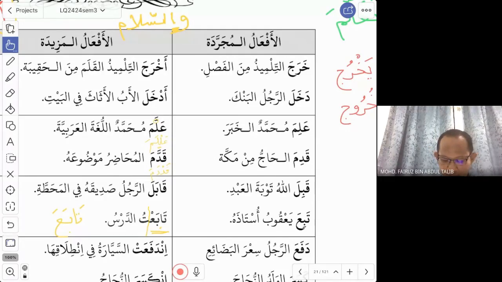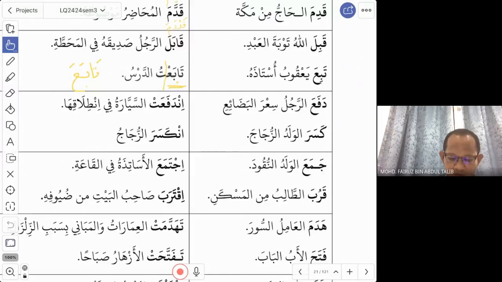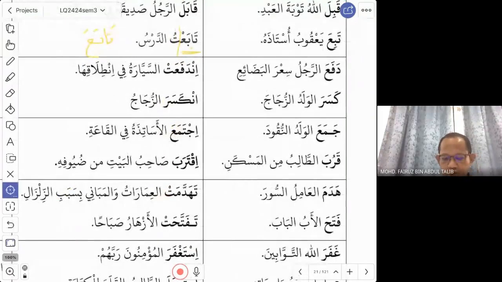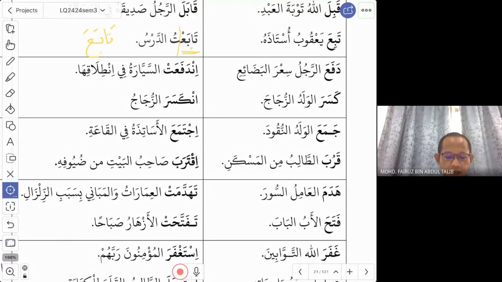We continue with the next example. The next example is dafa'a. Dafa'a rajulu si'ral bada'i. Dafa'a is a three-letter fi'il, so again, this is fi'lun mujarrad. Dafa'a bimakna pay. To pay is dafa'a. Dafa'a rajulu si'ral bada'i: the man paid the price of the goods. We have learned the words si'ra and bada'i in yesterday's lesson, and also the fi'il dafa'a as well. So the man paid the price of the goods.